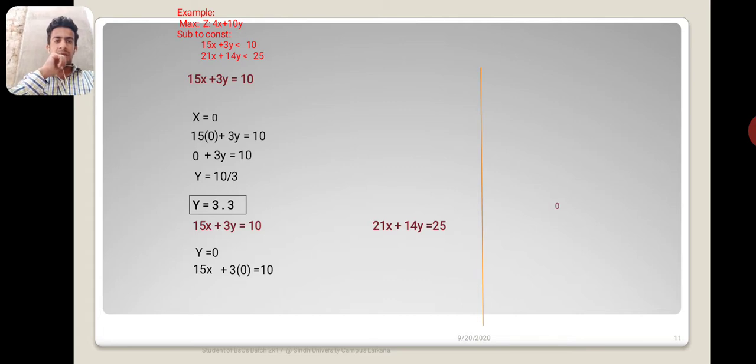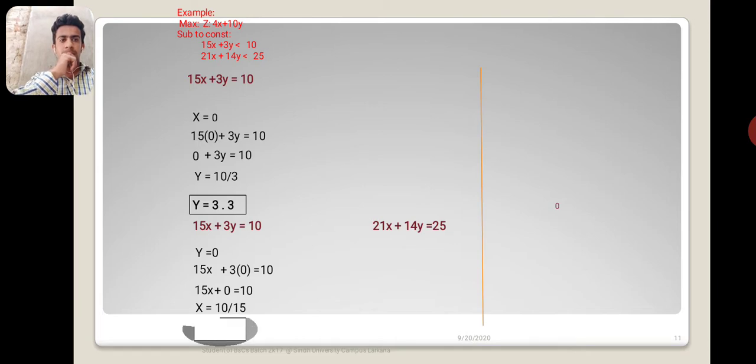21x plus 14y is equal to 25. 15x plus 0 is equal to 10. X is equal to 10 over 15. X is equal to 0.6.